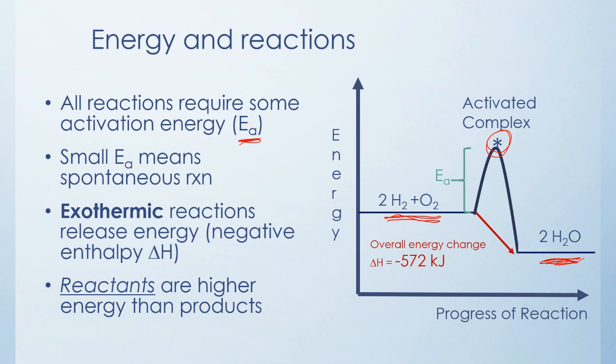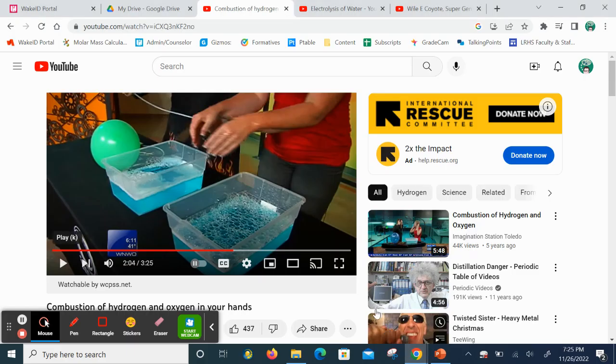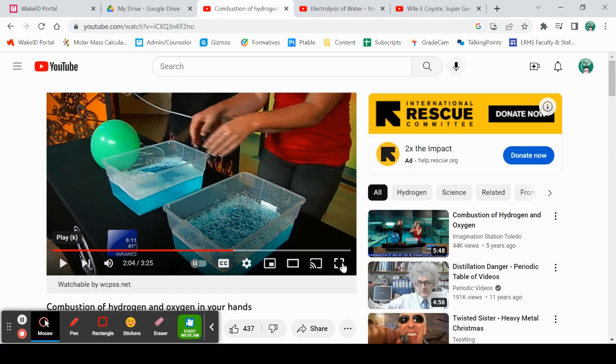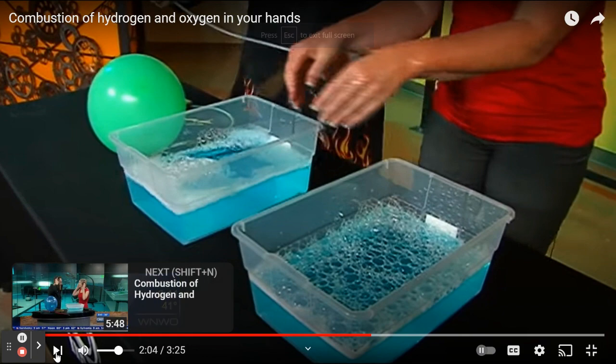When you get hydrogen and oxygen together in the perfect ratio and then you give it some activation energy, you will create water with a big boom. So to show you that, once I can find, there it is. So this video here will show you.